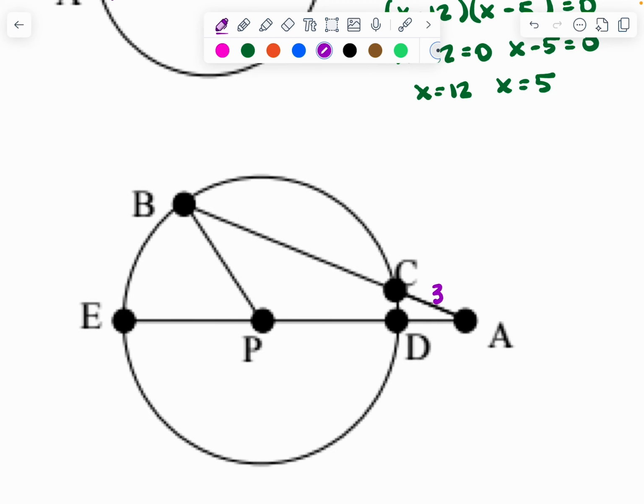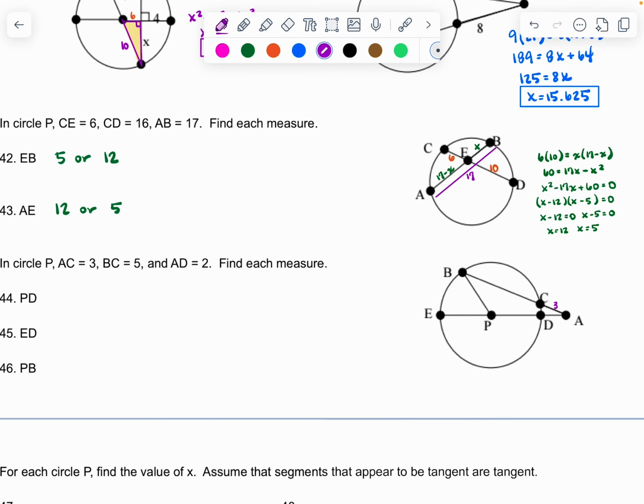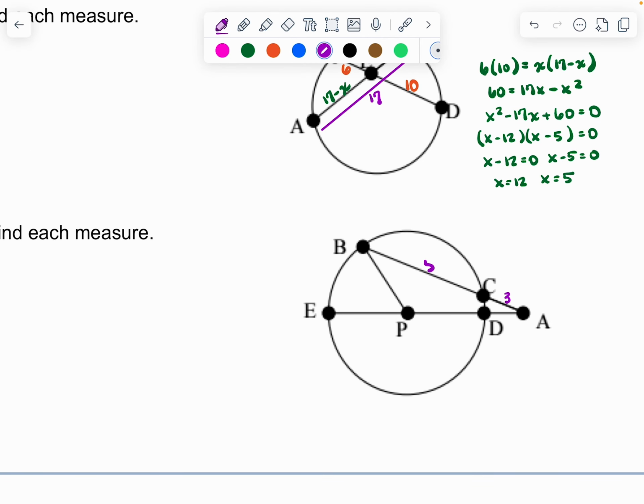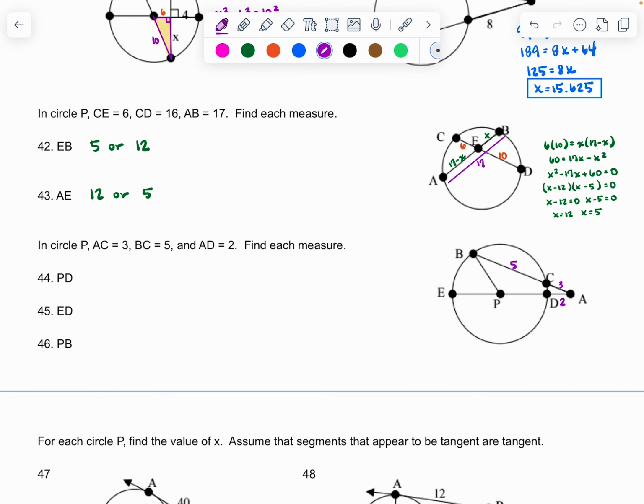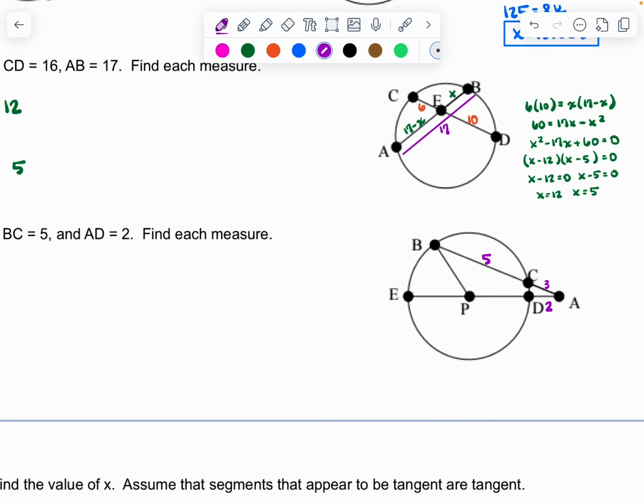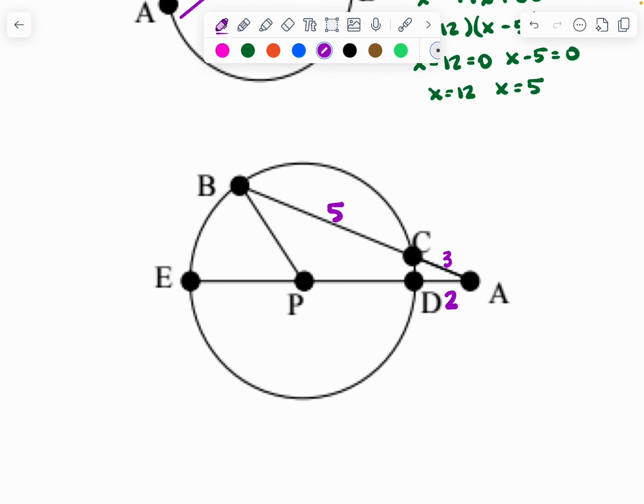All right, let's go take a peek at this one. AC is 3. Oh, that's a very tiny little segment right there. And BC is 5. So that's this segment length. And AD is 2. Find each measure. Well, there's two major things you have to notice happening in this picture. The first one is that this is a secant and this is a secant. And we are clearly missing this piece right here. So I'm going to refer to that piece as X, this whole thing.